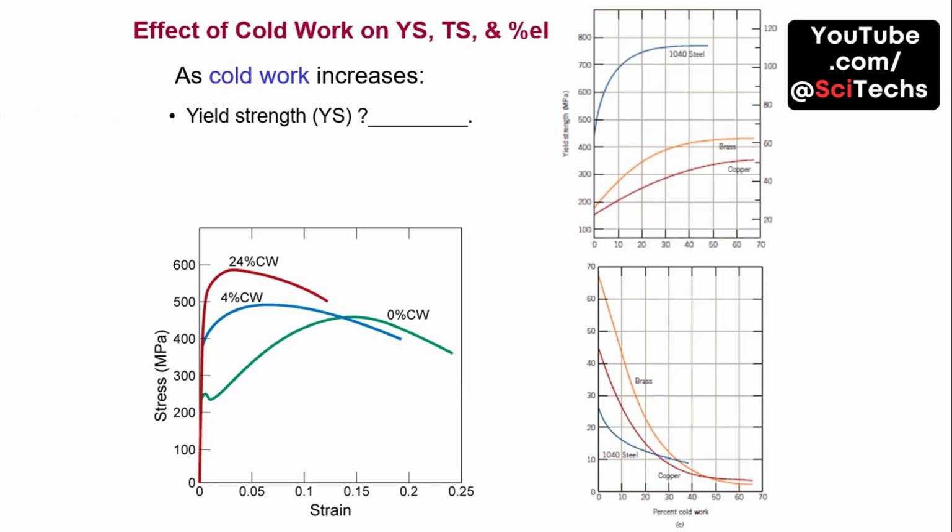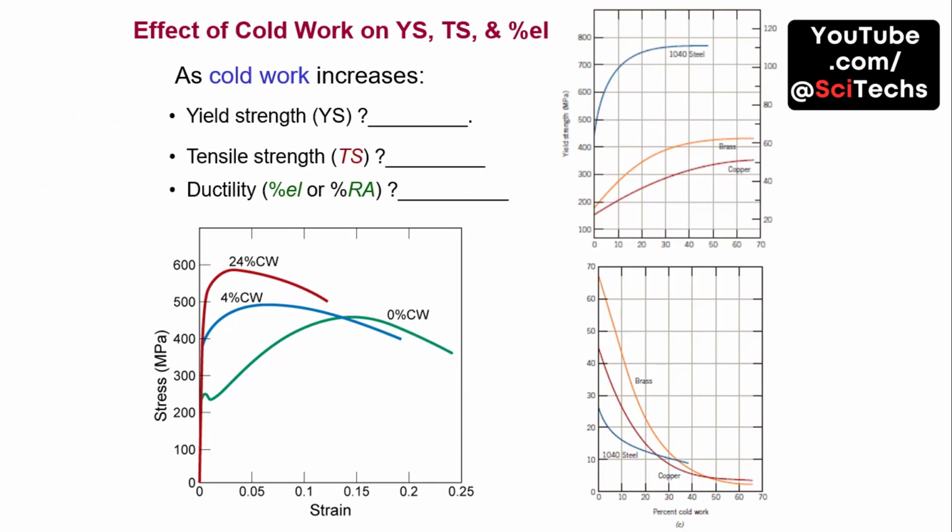As cold work increases, yield strength, tensile strength, and ductility change. Understanding these effects helps in optimizing metal processing techniques.